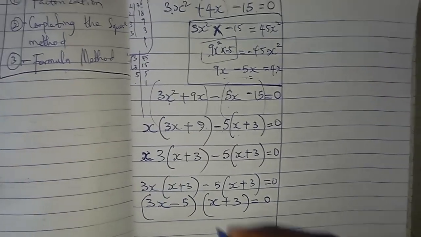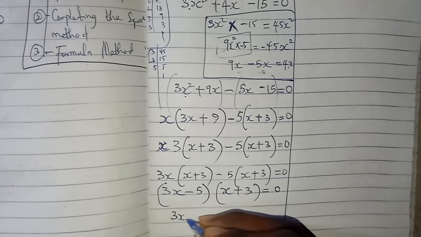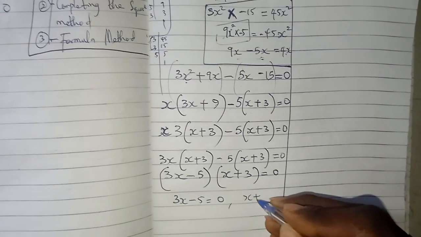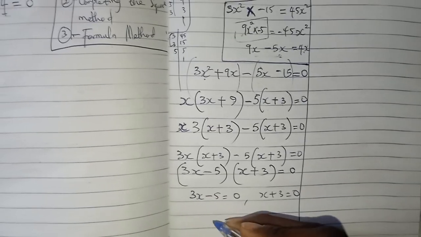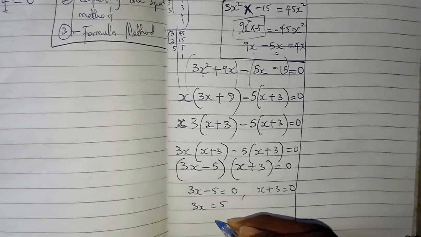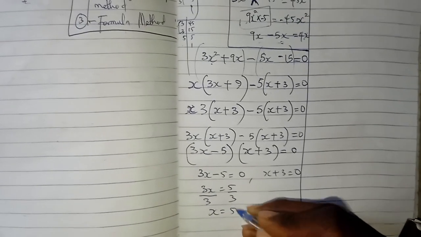So now here I have 3x minus 5 equals to 0. Then I have x plus 3 equals to 0. This is the same thing as saying 3x equals to 5. Divide both sides by 3. So x is equals to 5 over 3.